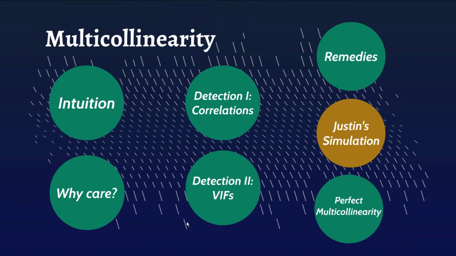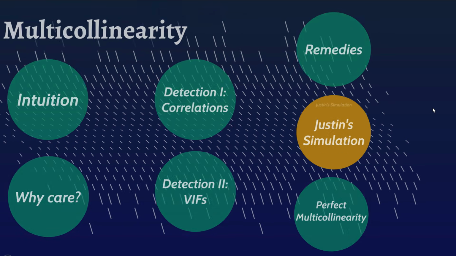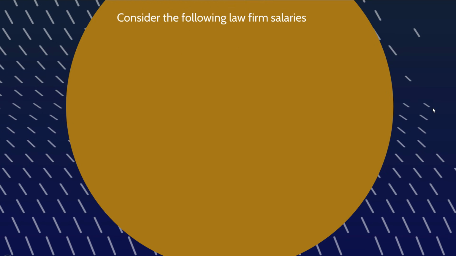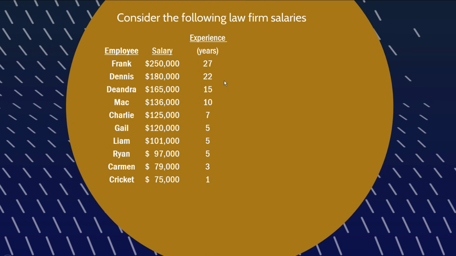Okay, so here we get to my favorite bit, unsurprisingly, because it's my simulation. And as I said in the intro, this is where we're going to get a feel for what multicollinearity does to our regression output. So what I've done is I've concocted a data set myself of law firm salaries. So here we've got 10 employees, I guess you'd call them partners, right, at a law firm. And here's their salaries. These are Australian dollars, peeps. But still, they're on good coin.